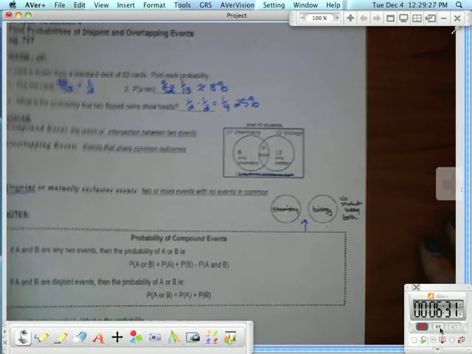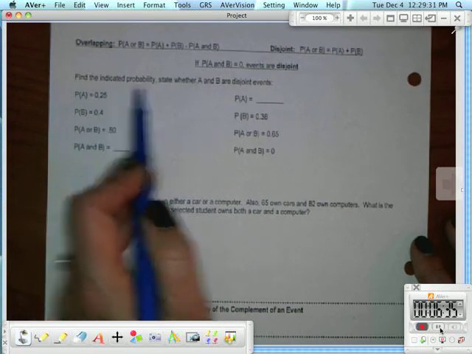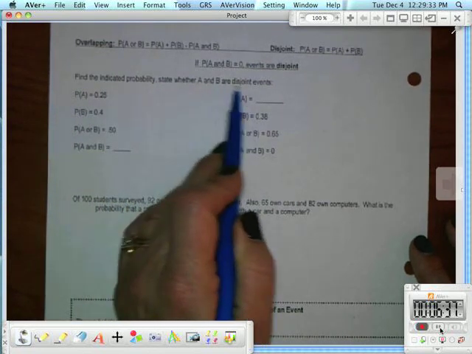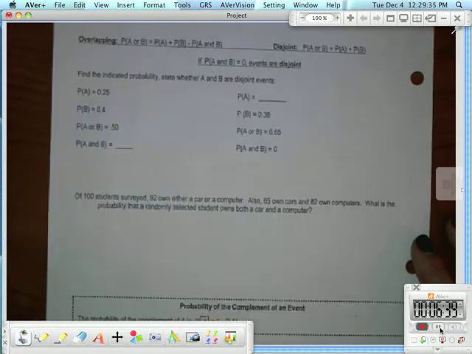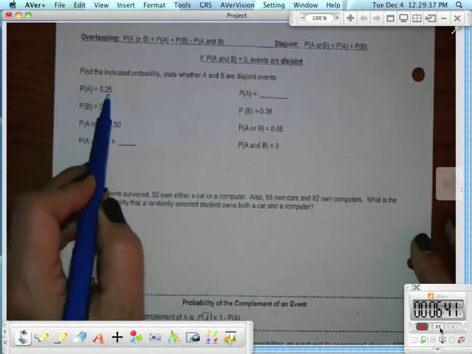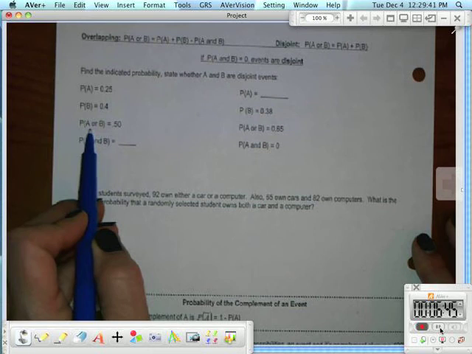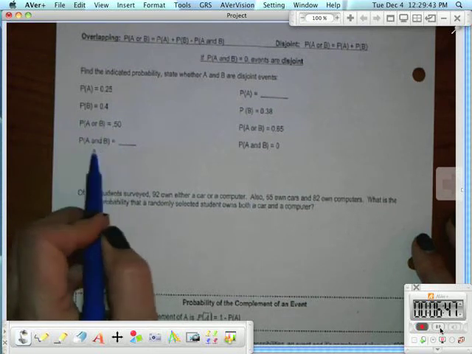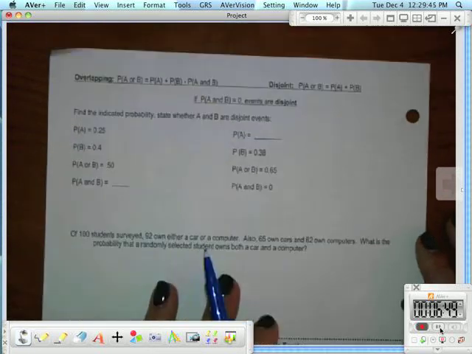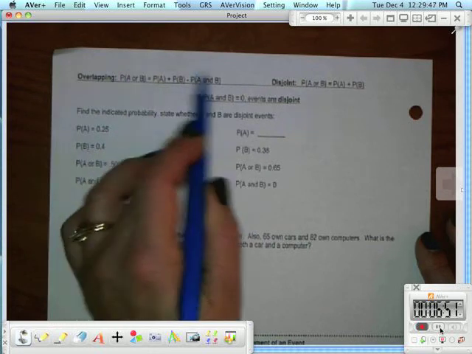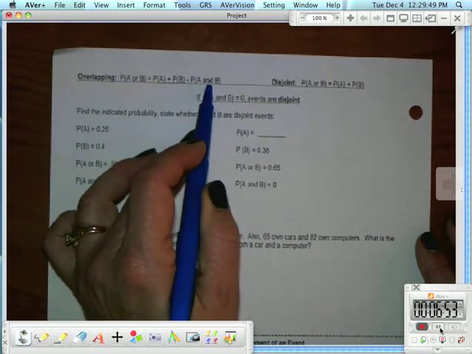Okay, so let's do what we got to do here. Find the indicated probability and state whether A and B are disjoint events. So they're giving me the probability of the first event occurring and the second event, and they're giving me the probability of A or B occurring, I need to find A and B. So I'm going to use this overlapping equation right here, because that includes all of those things.